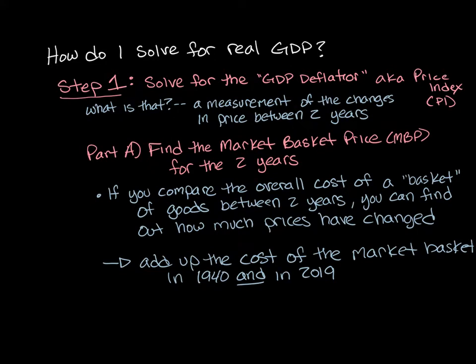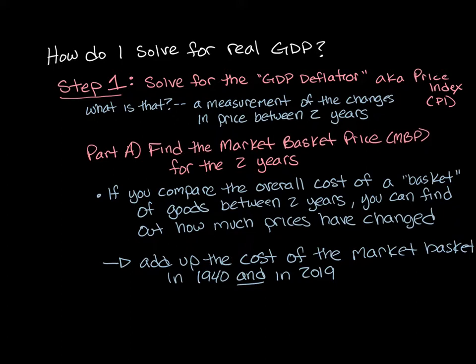So in order to go from nominal GDP to real GDP, unfortunately, it's a little bit of an involved process. It's a multi-step process to get from one to the other. The first step is going to be to solve for what their textbook calls the GDP deflator. For most of this video, I'm probably going to refer to this number as the price index. And the AP exam sometimes calls it the deflator, and sometimes refers to this as the CPI, or the Consumer Price Index.